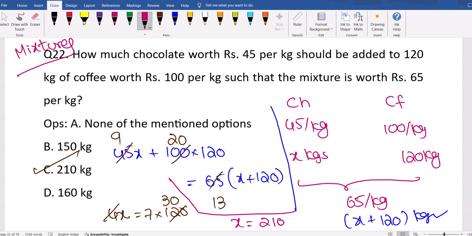See this? Chocolate X kgs at 45 per kg, coffee 100 per kg, 120 kgs you have taken. The mixture should be 65 per kg. The total quantity is X kg chocolate plus coffee 120, so the total quantity of the mixture should be X plus 120. So both should be equal. Adding these two, you get the mixed one. The mixture is obtained by adding coffee and chocolate here.